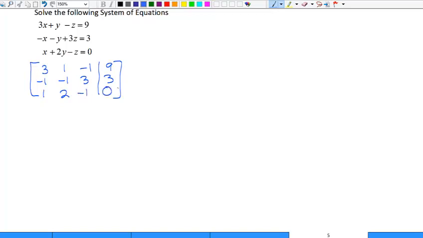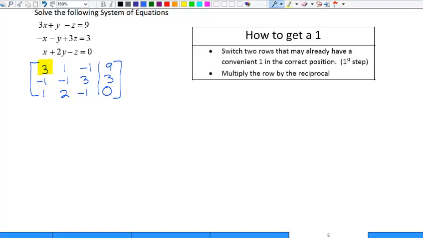Now that I have an augmented matrix, I would like my matrix to be in row echelon form. The first thing I want is a 1 up in the upper left-hand corner. I have two ways of getting a 1. In order to get a 1, I can either switch two rows or I can multiply the row by its reciprocal. If I multiply this entire row by the reciprocal of 3, which is 1/3, I'm going to get fractions. And then I'm going to have fractions throughout the whole thing, which is fine, but really annoying.